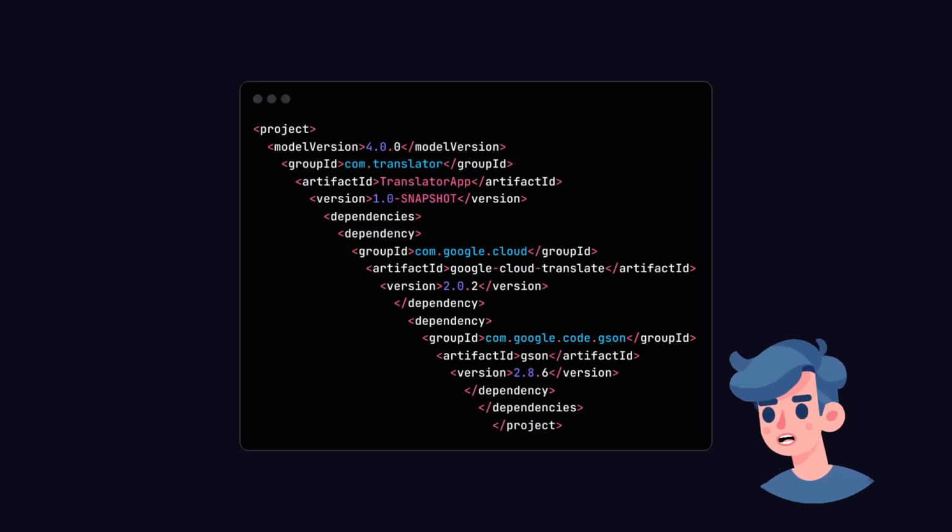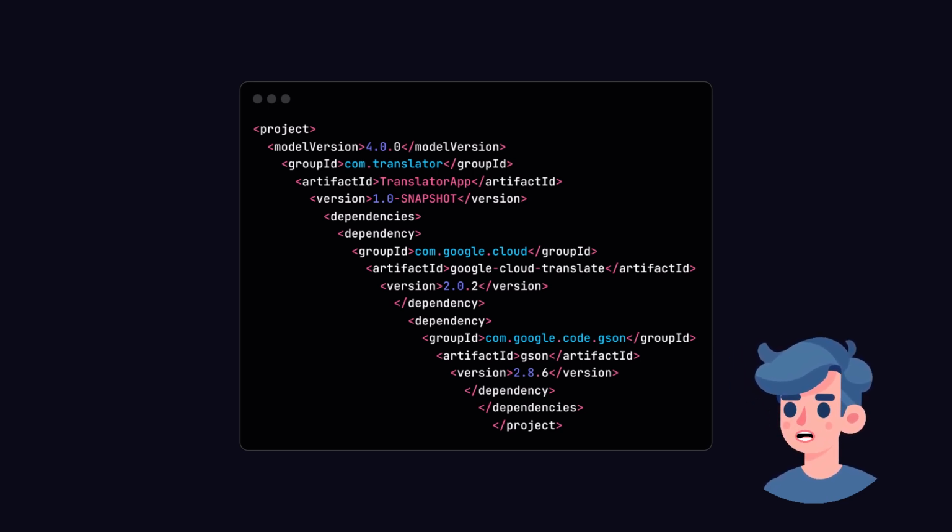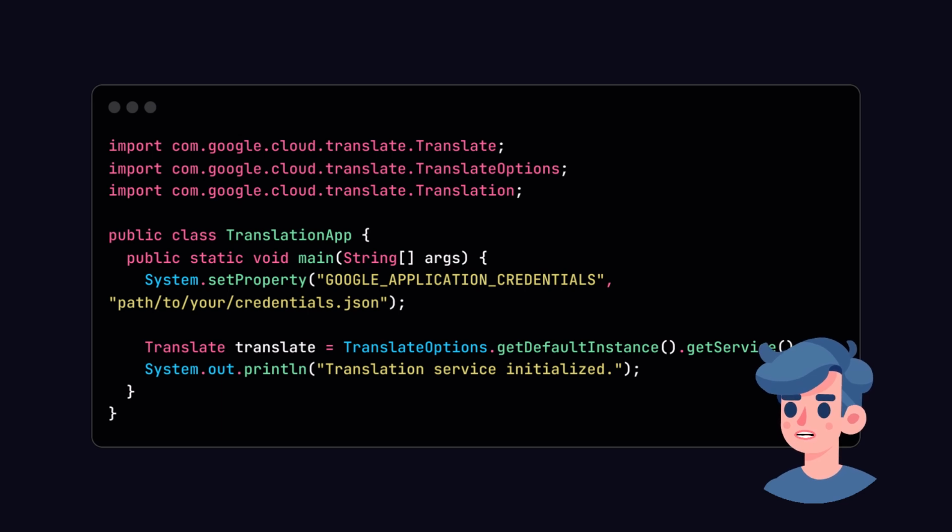Next, let's add the necessary dependencies to our pom.xml file. We will need the Google Cloud Translate library as well as others for handling JSON. Now, let's start coding. In the translationapp.java file, we will begin by initializing the Google Cloud Translate client. Make sure that the path to your JSON credentials file is specified correctly. In this snippet, we set the path to our JSON credentials and initialize the translate service. Make sure to replace path /to/your/credentials.json with the actual location of your JSON file.